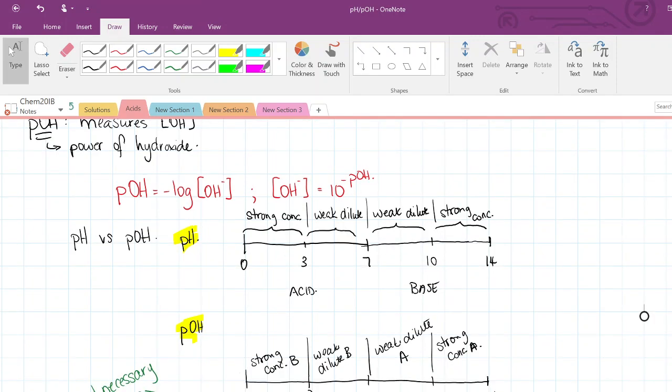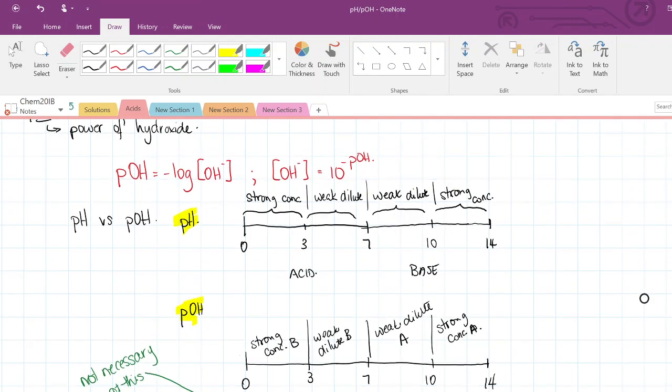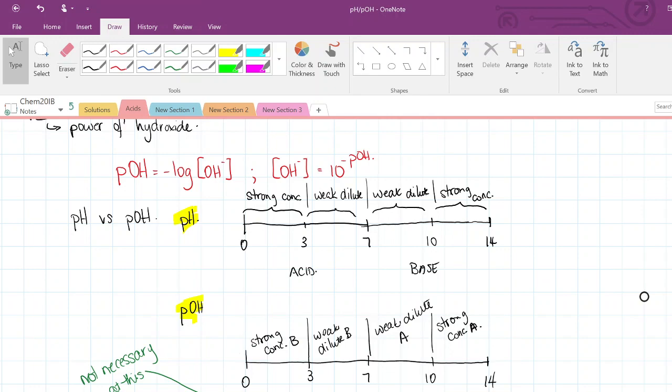So because it measures the opposite side, the formula is identical. The only difference is that instead of measuring hydronium concentration, pOH focuses on hydroxide concentration. So the formula to calculate our pOH is negative log of the hydroxide ion concentration. And if we rearrange that to solve for hydroxide ion concentration, we get 10 to the negative pOH.